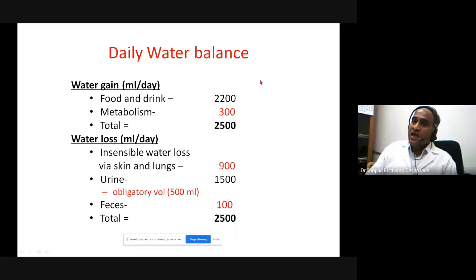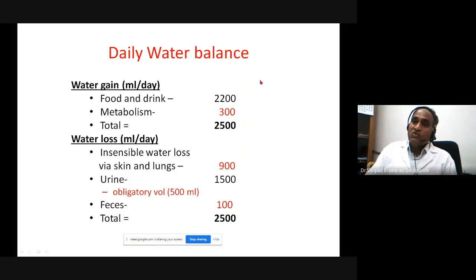And we get about 300 milliliters of water coming from the metabolism of the various food products. Especially carbohydrate: when glucose is burnt, it gives 6 moles of carbon dioxide and 6 moles of water. So like that, water is coming there by metabolism. So the total daily water gain, either by ingestion or by metabolism, is around 2.5 liters or 2500 ml.